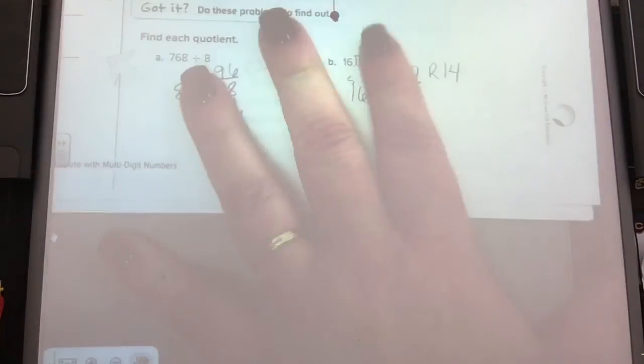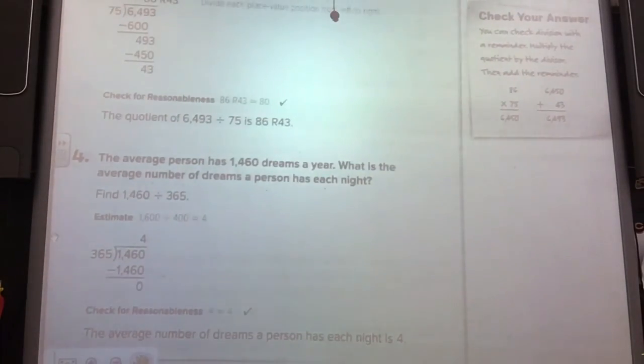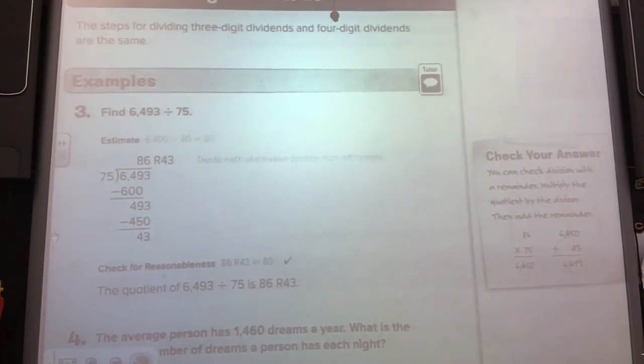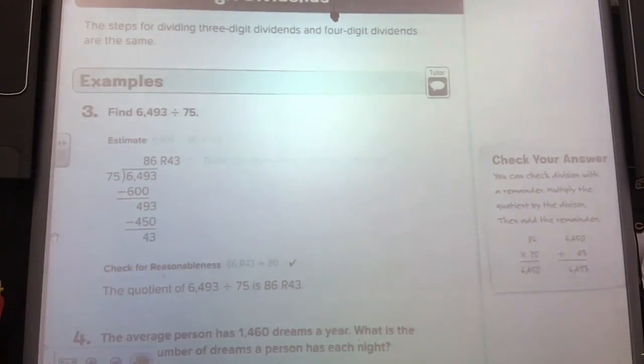All right? We are going to be turning to page 217. This one's going to be a little harder. We're going to go through some examples of 4-digit dividends in part 2 of our lesson. Stay tuned.